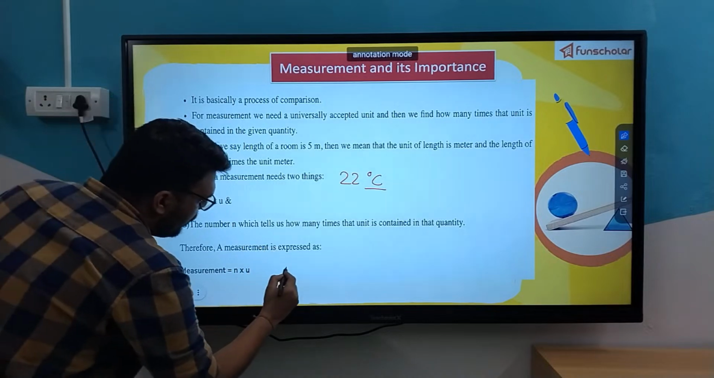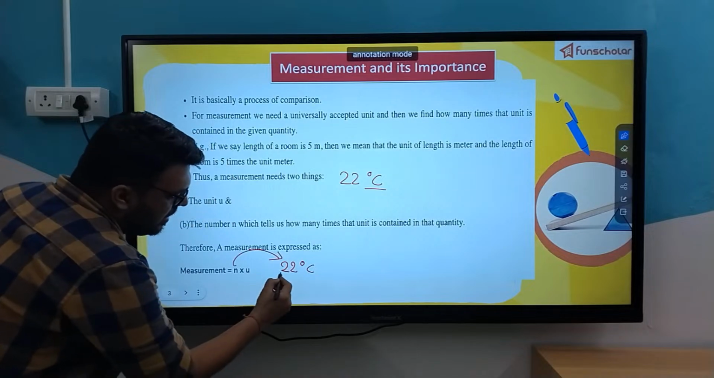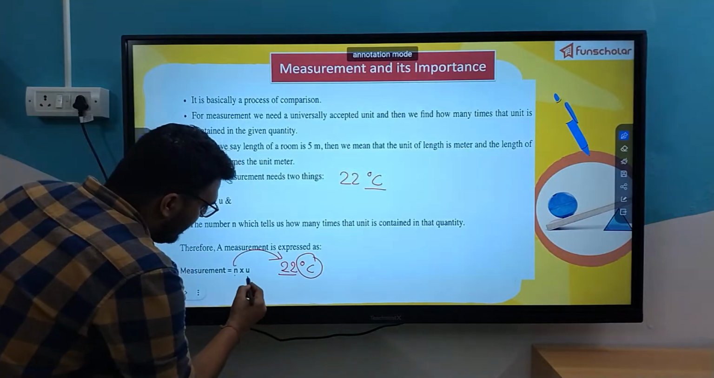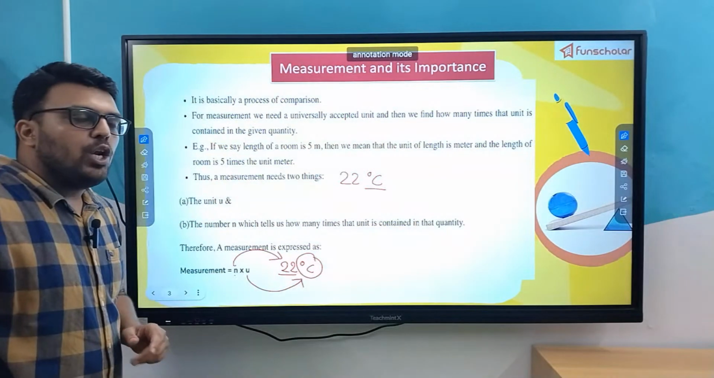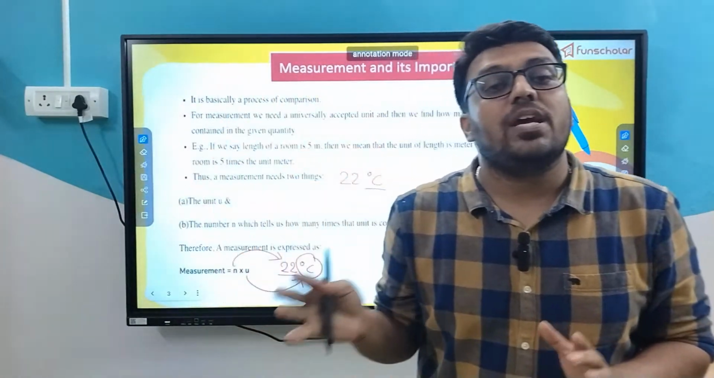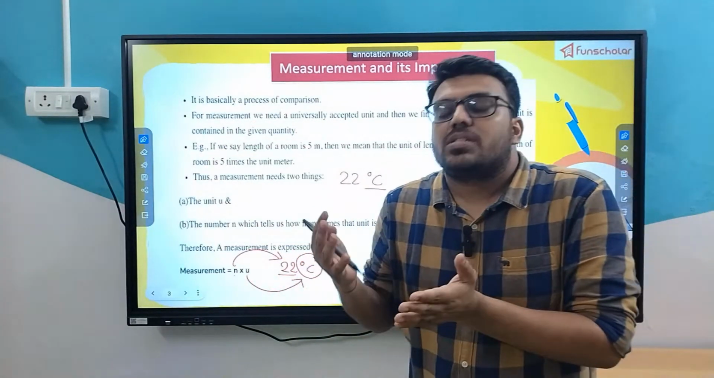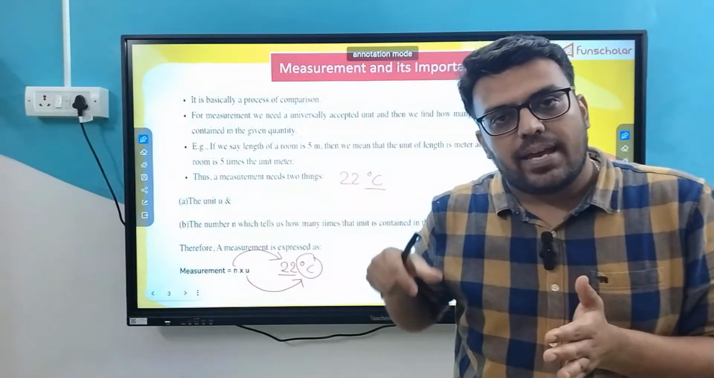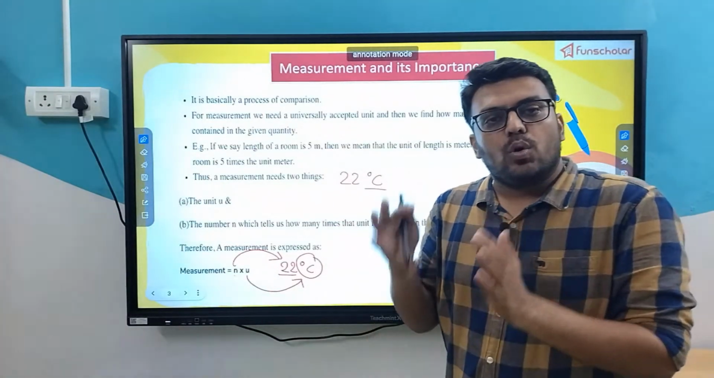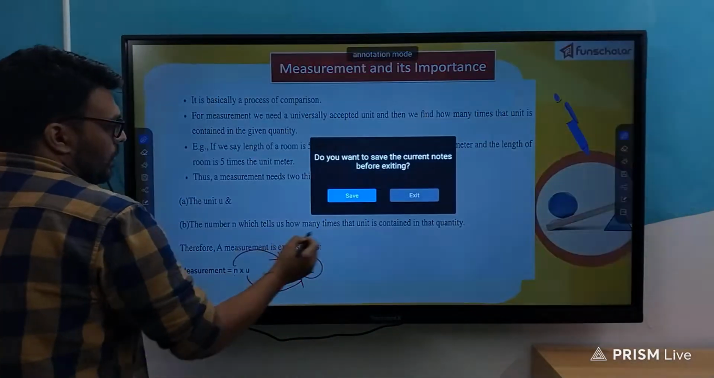So if I give this reference here, I can consider that this n, the numerical figure, is 22, and degree Celsius or degree centigrade is the unit. Now for every physical quantity, these two things, the number and the unit, will always be there. आप कोई भी example ले लो. Let's take the example of distance. 10 kilometers. 10 is the n, numerical figure, magnitude, and kilometer is the unit. And it goes similarly for all the physical quantities.